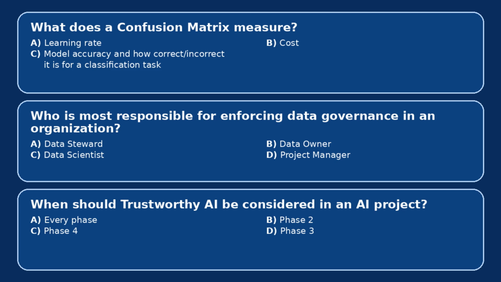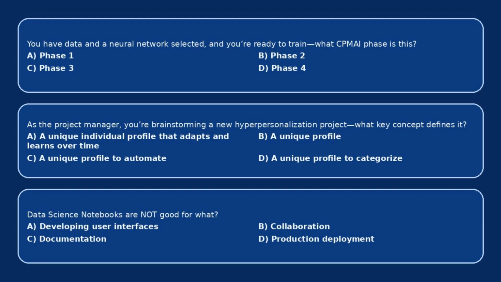Next question. You have data and a neural network selected, and you're ready to train. What CPMAI phase is this? 1, 2, 3, or 4? The right answer is phase 4, model development. Training the model happens in phase 4, model development. Phase 4 is the model building phase where the actual training of AI ML models takes place using prepared data and selected algorithms. In this example, next question.